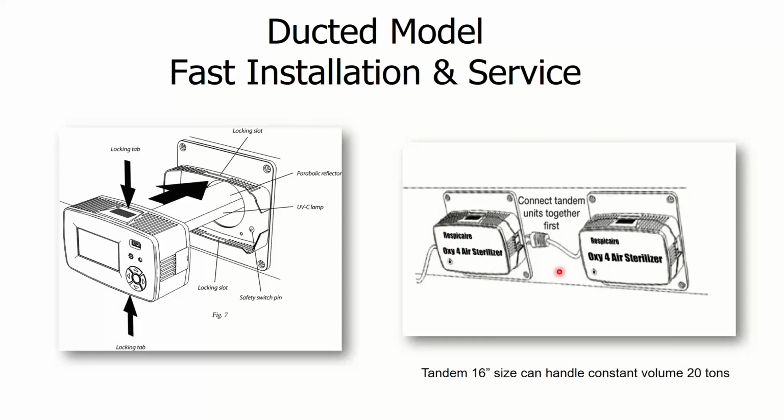But 1 or 2 of these guys together, 2 of them together handles a 20-ton unit. So that's pretty decent size. That handles 70% of the air handlers and rooftops that we'd interact with. And then when we get stuff bigger than that, we're going to go a different route. And I'll show you the different route options here in a minute.